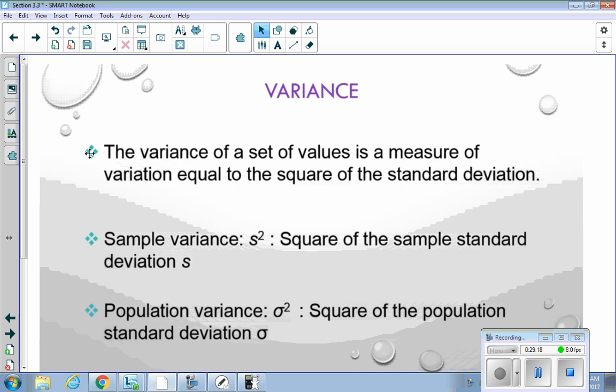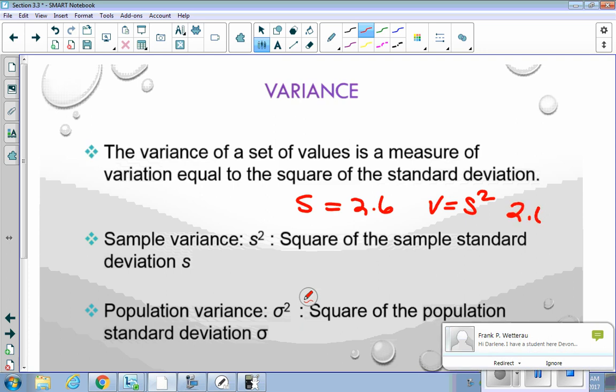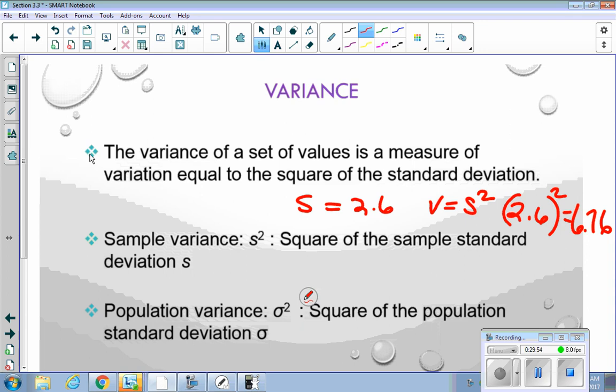So on the chocolate chip example, the sample standard deviation was 2.6, correct? So we're going to take that because the variance is equal to the sample standard deviation squared. I'm going to put 2.6 and square that. Somebody's going to tell me what that is. I always forget to turn that off. 6.76. That would be my variance.